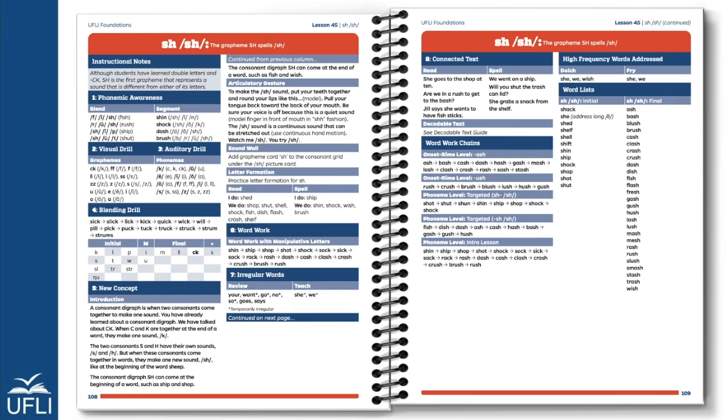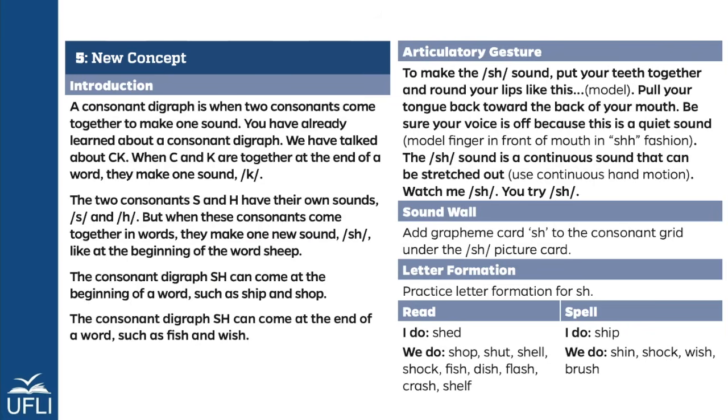This one is to introduce the SH digraph. You can see how the 8 steps are laid out, including a very detailed explanation of the new concept, the correspondence between the grapheme SH and the phoneme sh. Here's a closer look at step 5. We provide recommended teacher language so teachers don't have to come up with how to explicitly and systematically teach each skill. This includes an introduction to the target grapheme and an explanation of the articulatory gesture used to produce the target phoneme.